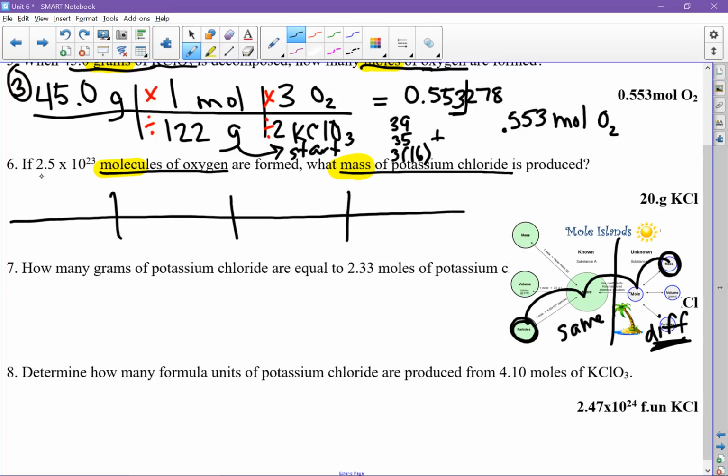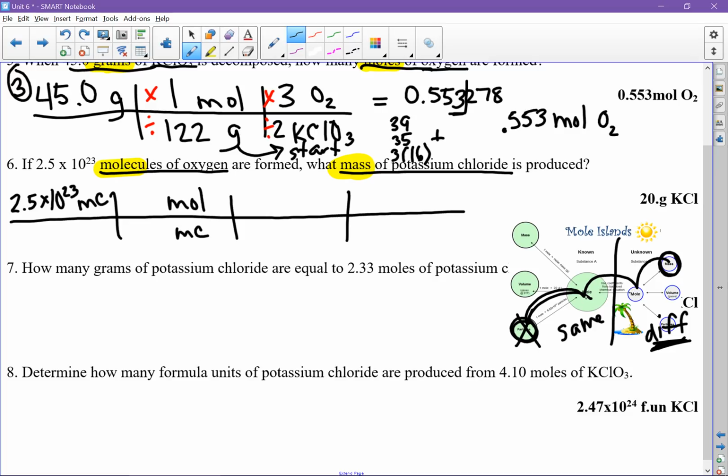So let's start. Take the number that you were given, 2.5 times 10 to the 23rd. Molecules, you can abbreviate MC. First, I'm going to go from molecules to moles. So molecules down, I'm going to moles. That just took me from there, and now I'm here.